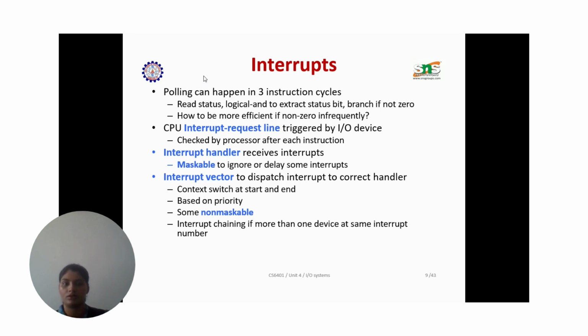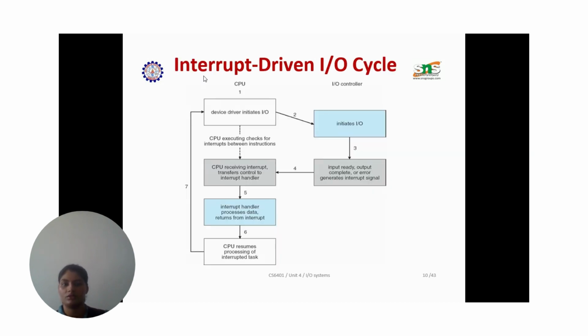The CPU interrupt request line is triggered by the I/O device and checked by the processor after each instruction. The interrupt handler receives interrupts, and interrupts are maskable to ignore or delay some of them. The interrupt vector dispatches the interrupt to the correct handler. There is a context switch at start and end based on priority, and some interrupts are non-maskable. Then interrupt chaining is used if more than one device is at the same interrupt number.